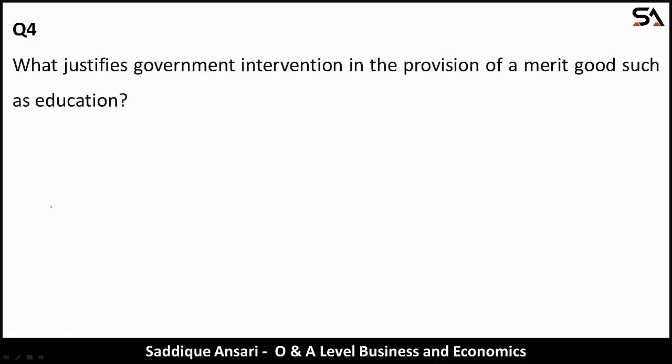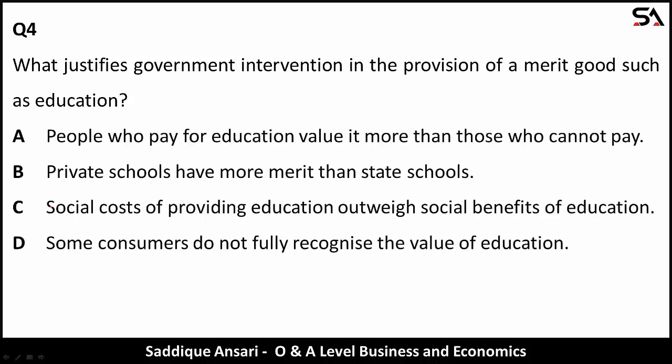Next, question number 4. What justifies government intervention in the provision of merit goods such as education? If we go back to the definition of merit goods, these goods are thought to be beneficial for the society, but their benefit is underestimated, due to which they are underprovided. People who pay for education value it more than those who cannot pay. That is not consistent with merit goods. That is related to demand and supply.